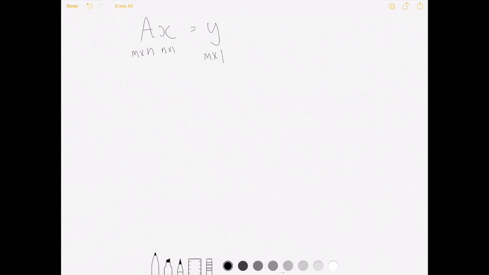And the ith entry of y, where y_i is just going to be the ith row of A multiplied by X. So the sum over j equals 1 to, sorry, what is that? 1 to m. Sorry, that should be 1 to n, shouldn't it?